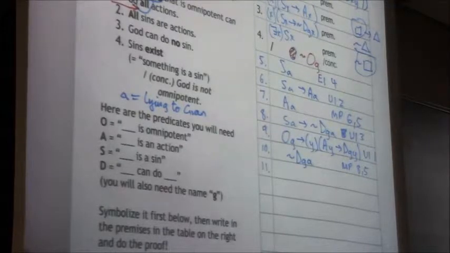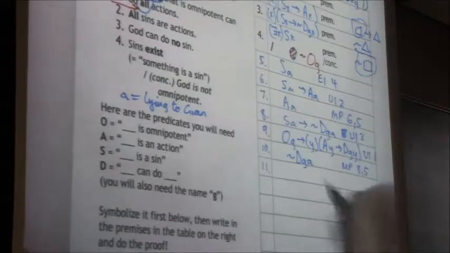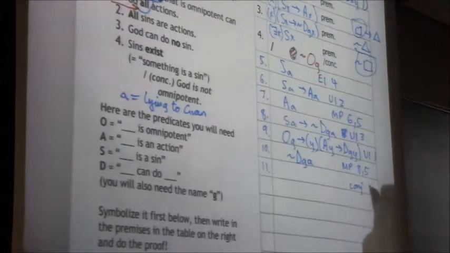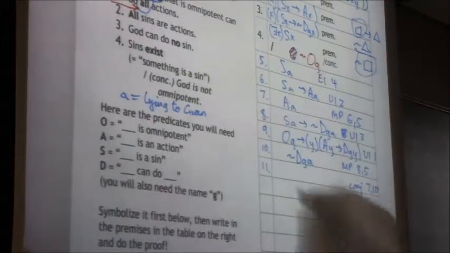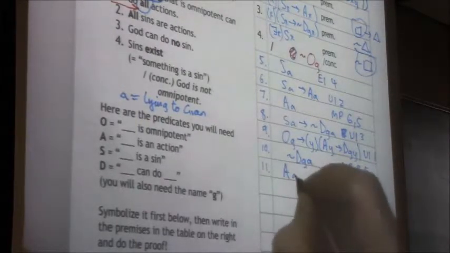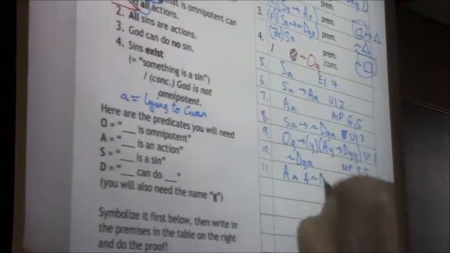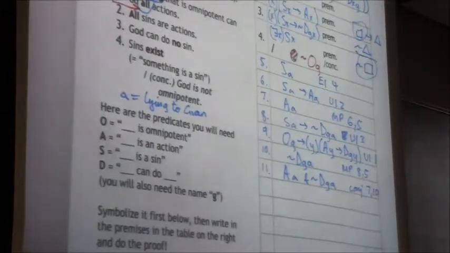What is our first step to getting that? Conjunction. Very good. Of what two lines? 7 and 10, which gives us Aa and not DGa. Which means lying to your gran is an action and God can't do it.